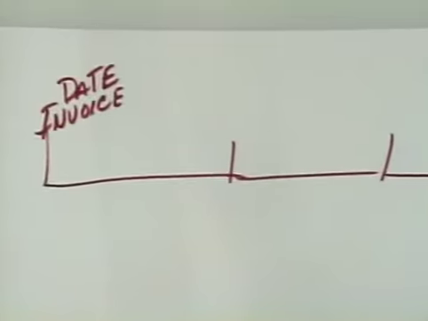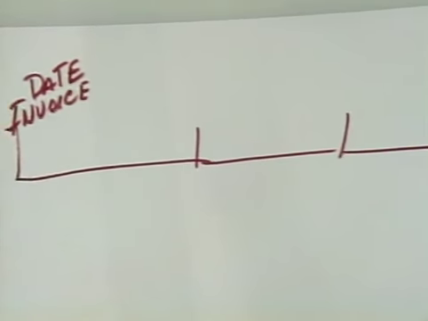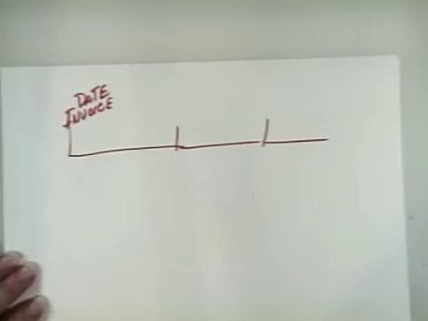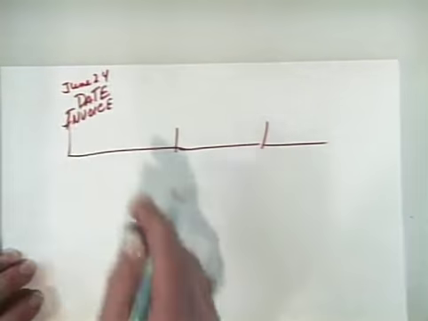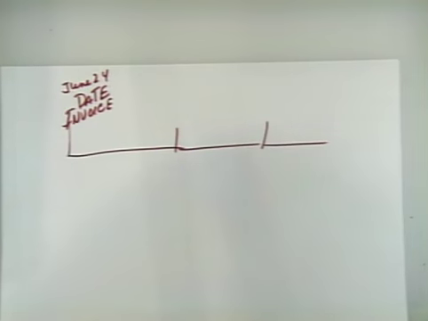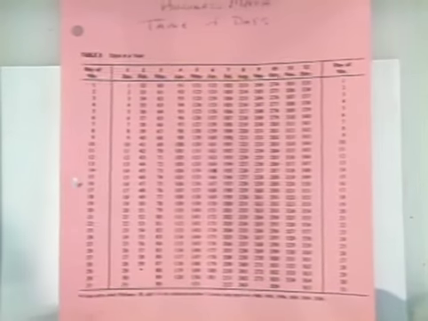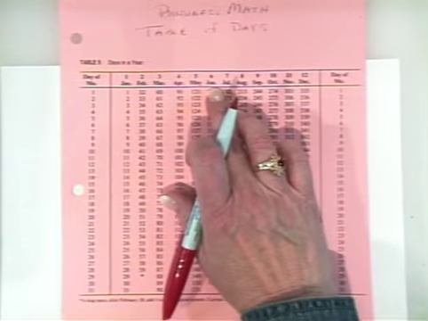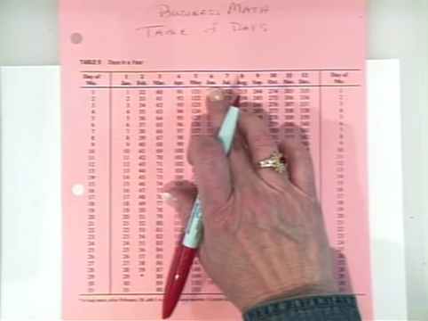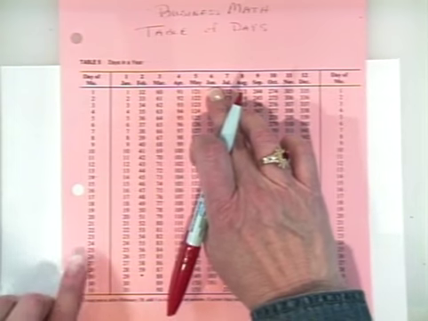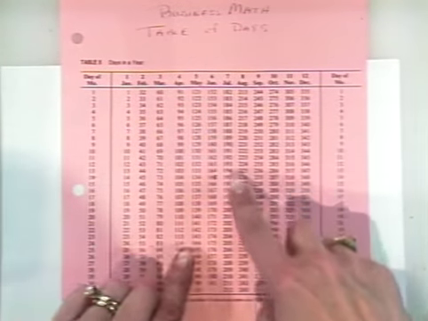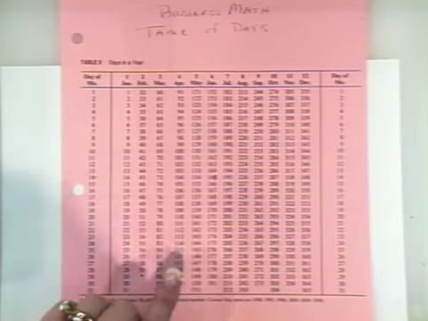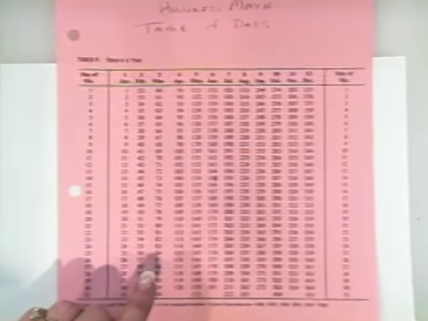What was the invoice date? June 24th. You need to take your table of days, and I'm going to be flipping things back and forth for a minute here. You need to find June at the top of this column and come down till it intersects with the 24th on the side and find out what day of the year June 24th is.